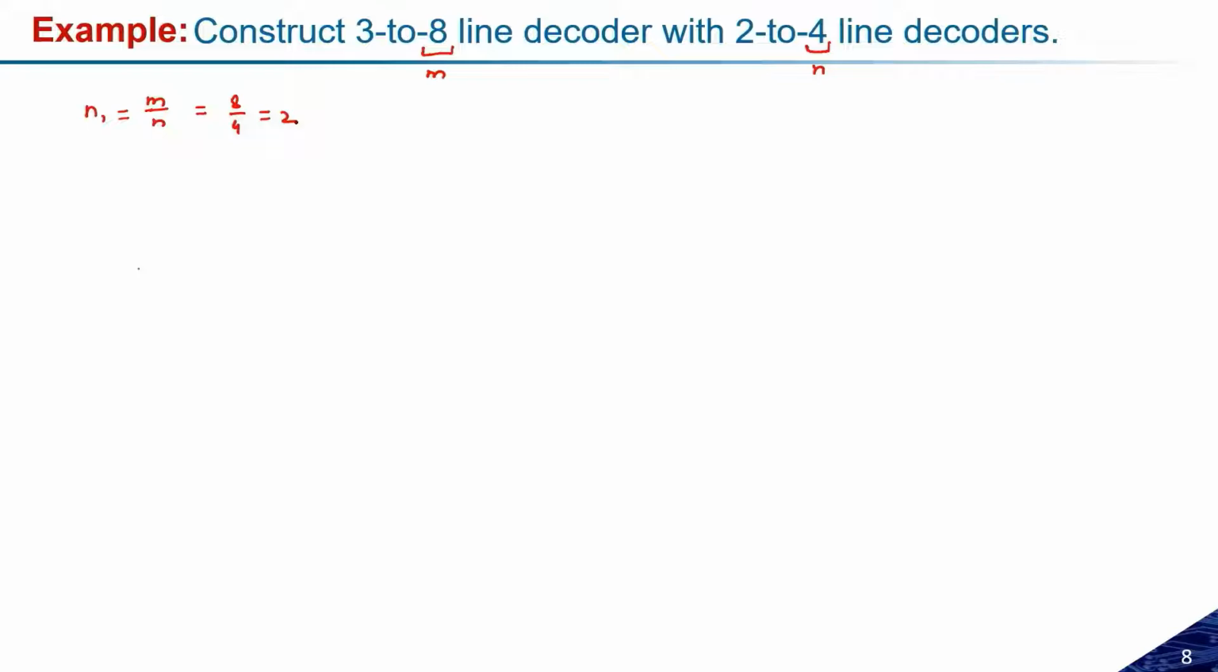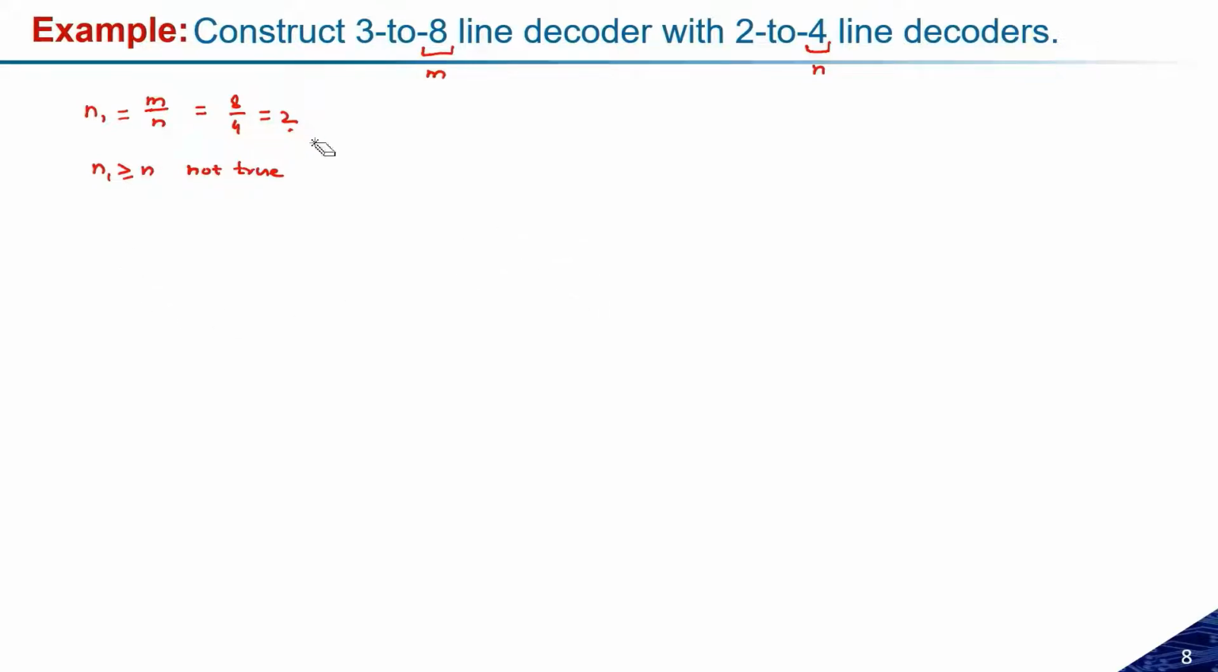Now, is this n1 greater than or equal to n? No, it is not true. If it is not true, then I have to control them with the help of logic gates. So this condition is not true, so I need to use some logic gates. Let us see how we can do that.